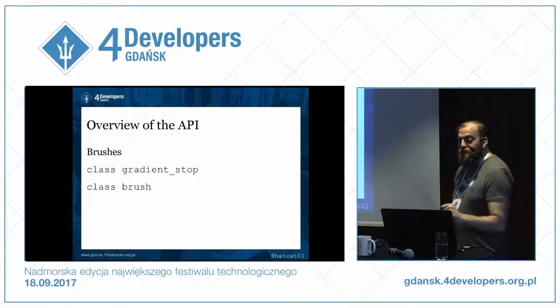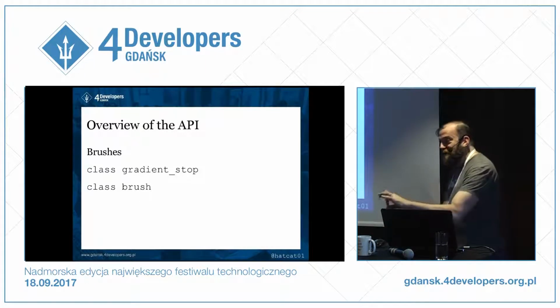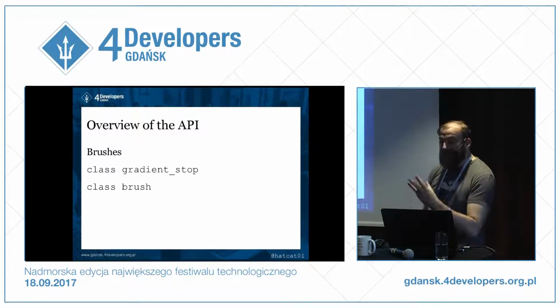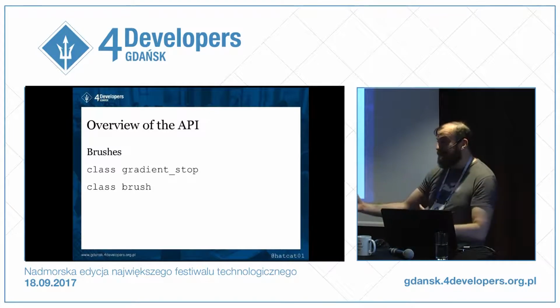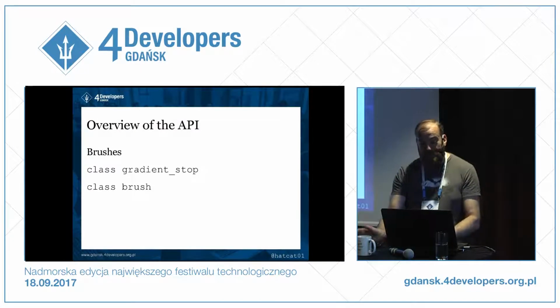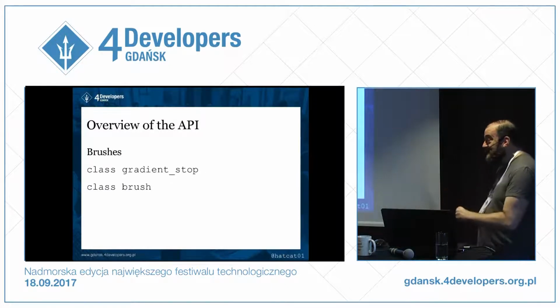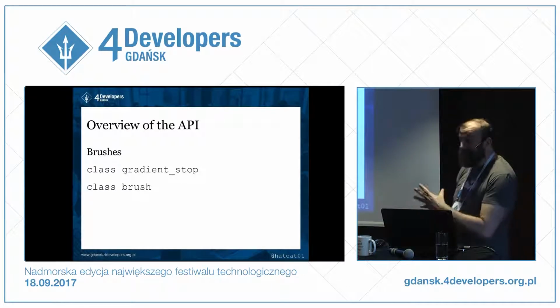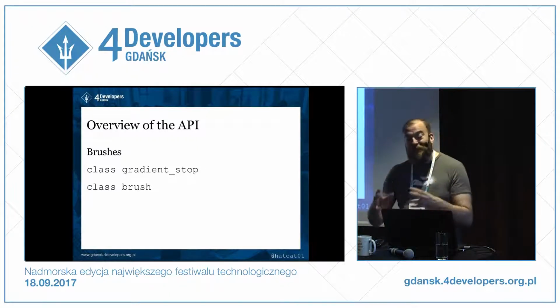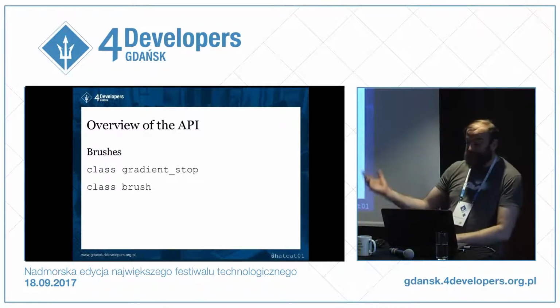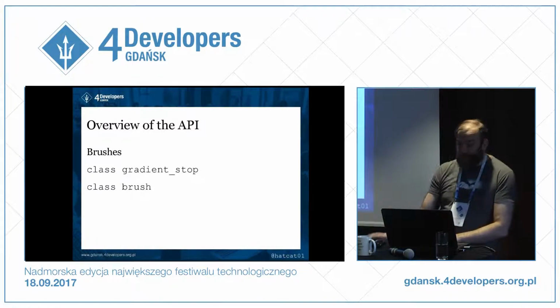We also have a gradient stop, and this is a point at which a color gradient changes from one color to the next. So gradients are actually formed from a collection of gradient stop objects. The brush class itself is an opaque wrapper for graphics data, and the data is immutable. And it's usable with any surface or surface-derived object, which of course brings us on to surfaces.